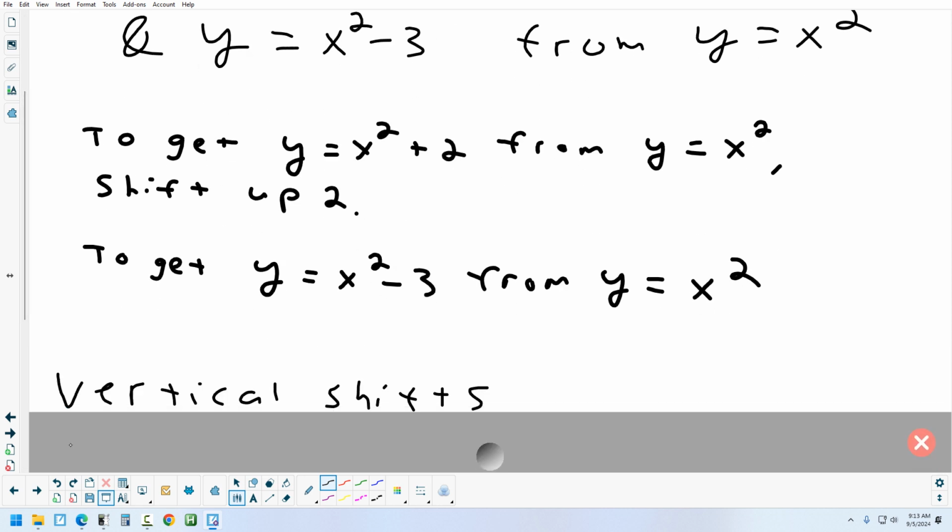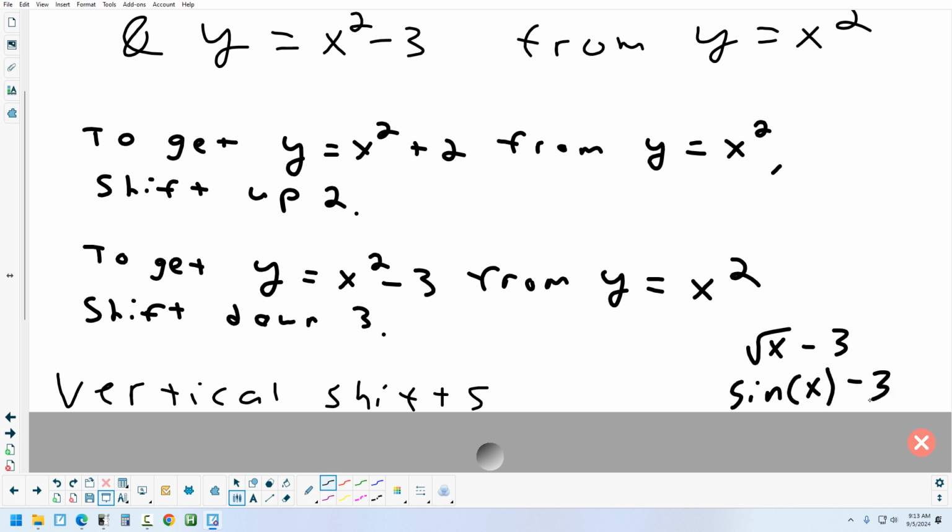So again, vertical types of transformations usually make common sense. Positive is up, negative is down. So putting a -3 on the end of your function, shift down 3. And we're going to learn later on that it doesn't matter what kind of function you have. If you had a square root function and you do a -3, that would shift the square root down 3. If you had a trig function and you put a -3 on the end, that would shift the trig function down 3. So once you learn transformations, they apply to every function that we're going to study all year.